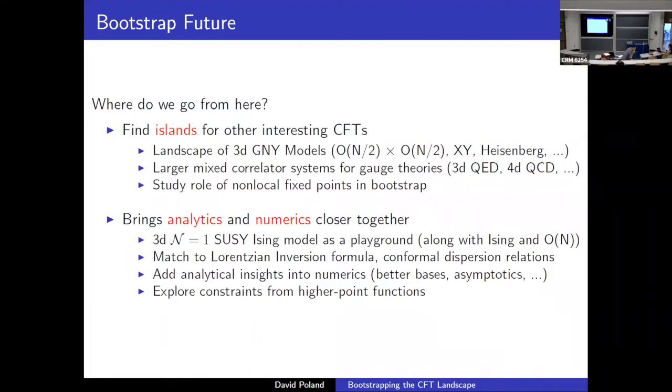Thanks, David. So the talk is open to questions. So, Hanma from Perimeter. Hello, David. May I ask a question about the emergent SUSY?